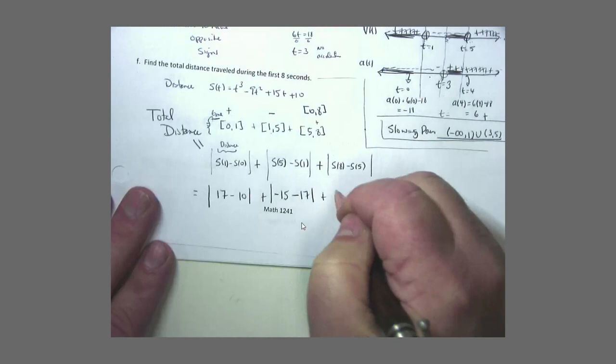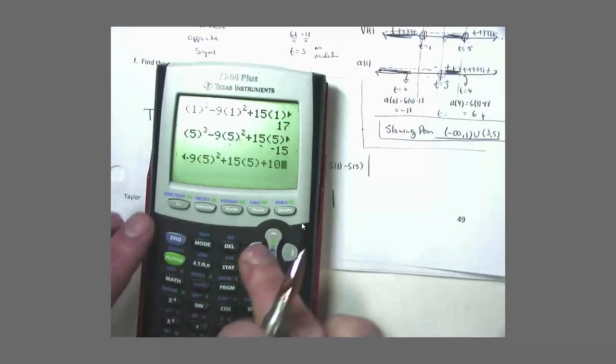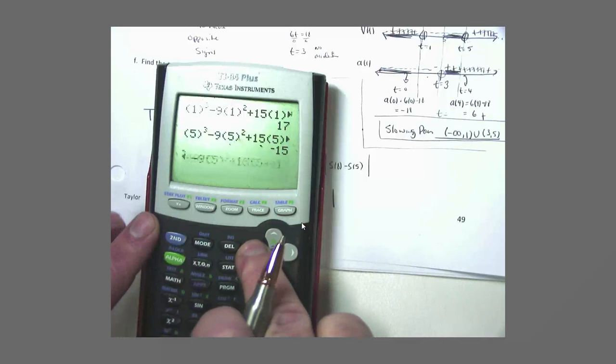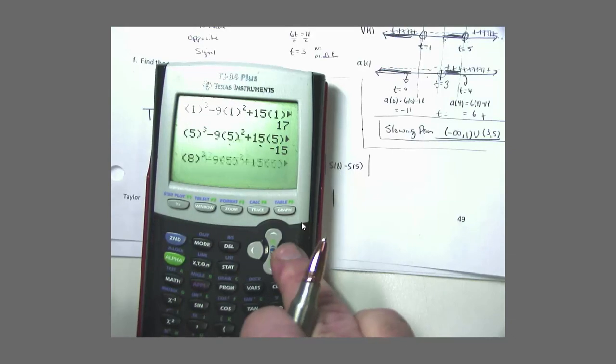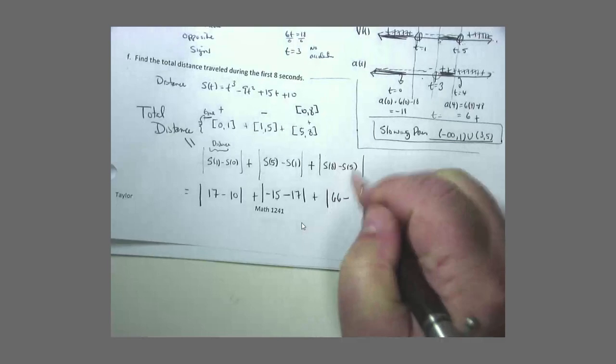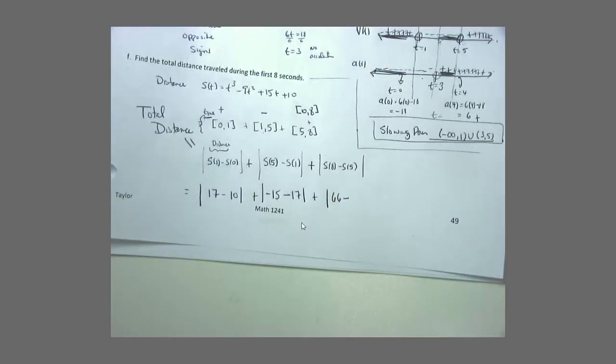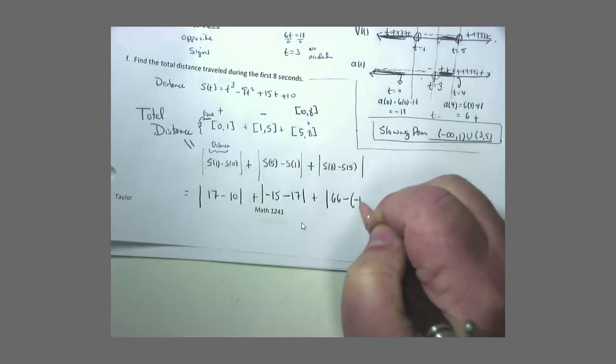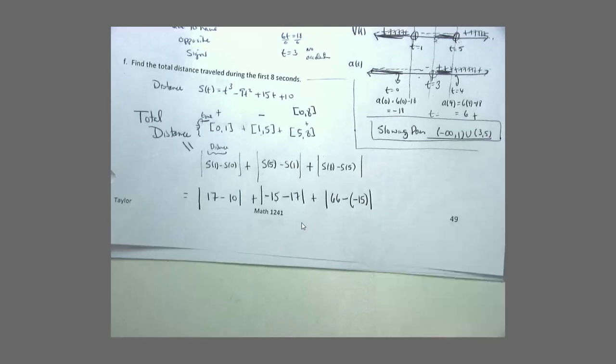Plus, here we go, s of 8. Watch what I do here. S of 8, call this thing back down and plug in 8 for all my time. And I get 66 feet. So s of 8 would be 66 minus s of 5. But I've already calculated s of 5. What did I get there? Negative 15. But remember, I'm subtracting. Minus a negative makes it going to be even more positive.